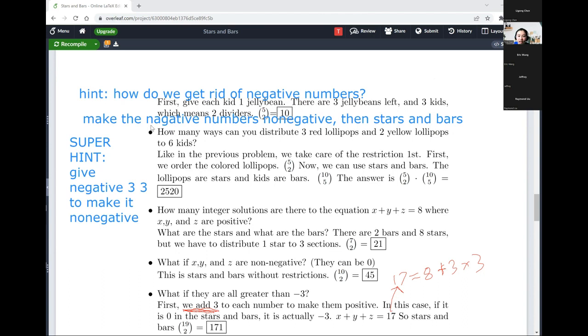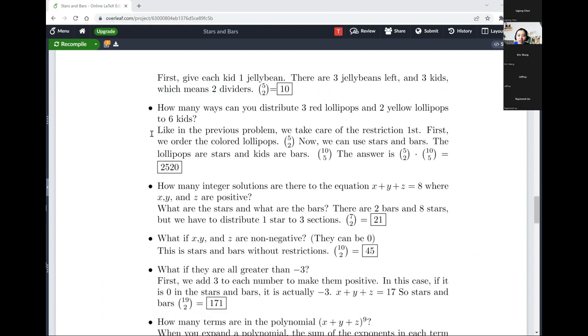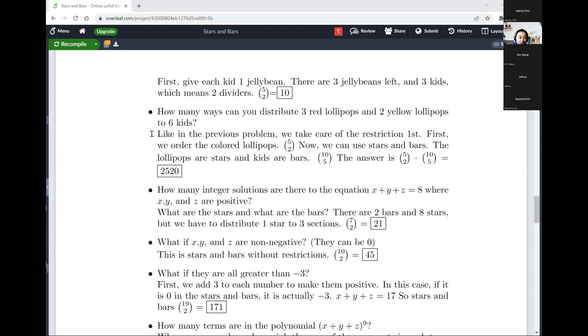Let's move on to the next problem. Okay, our next problem is how many terms are in the polynomial (x plus y plus z) to the power 9?